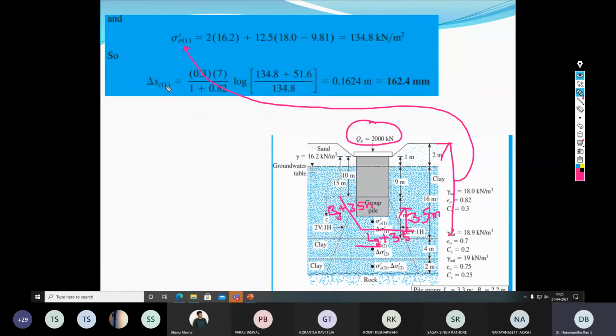Now consolidation settlement is nothing but Cc into H. Cc is given as 0.3 for clay layer 1, and thickness of the layer 1 is 7 meter, divided by 1 plus e naught. e naught is 0.82, into log of sigma naught 134.8 plus delta sigma 51.6, divided by sigma naught 134.8. So substitute everything and calculate the consolidation settlement. That comes out to be 162.4 millimeter.